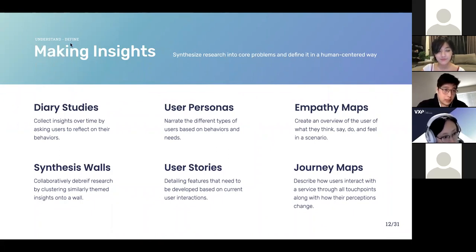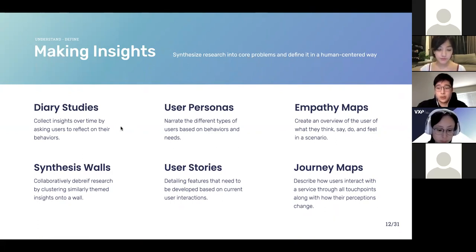Some of the examples I have listed here are diary studies, which are done over time to reflect on behavior; personas, to narrate different categories and archetypes of characters; empathy maps, to understand what people are doing, saying, thinking, and feeling; synthesis walls, a collaborative way to debrief the research that you and your team did; user stories, which allow you to document what features you need to develop based on the current user interactions; and journey maps, to describe how your user interacts with touch points along with how their perception changes.